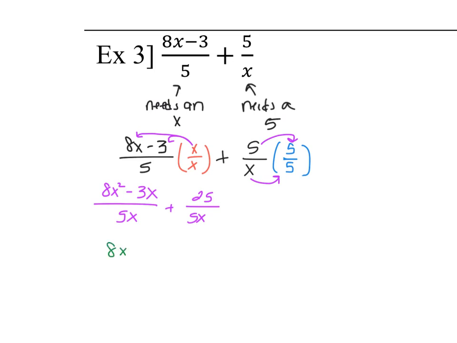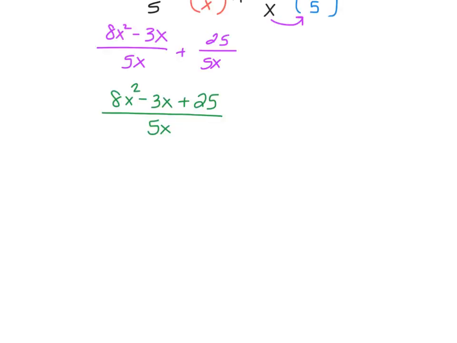So we have 8x squared minus 3x plus 25 all over 5x. Okay? The last thing we need to do is see if we can factor the numerator and maybe cancel some things out like we did when we were multiplying these expressions together.